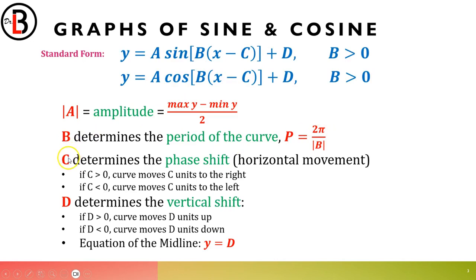The constant c determines the phase shift, or the horizontal movement, wherein if c is greater than 0, the curve moves c units to the right, whereas if c is less than 0, the curve moves c units to the left. The constant d determines the vertical shift, wherein if d is positive, the curve moves d units up, and if d is negative, the curve moves d units down. There's also the equation of the midline, where y is equal to d.